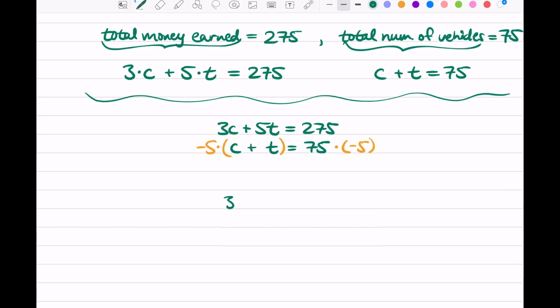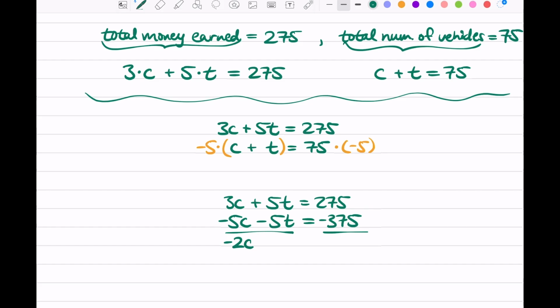Rewriting our system, our first equation stays the same, and our second equation becomes negative 5c minus 5t equals, and 75 times negative 5 would give us negative 375. Now we're ready to combine. Let's add up the pieces on the left side and the pieces on the right side. On the left side, 3c minus 5c gives us negative 2c, and 5t minus 5t disappears. On the right side, 275 minus 375 gives us negative 100.